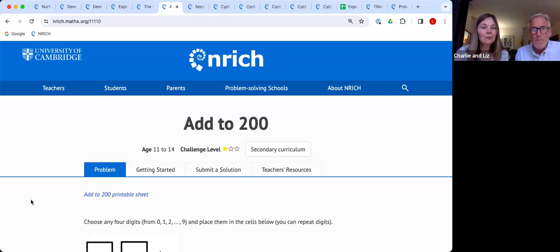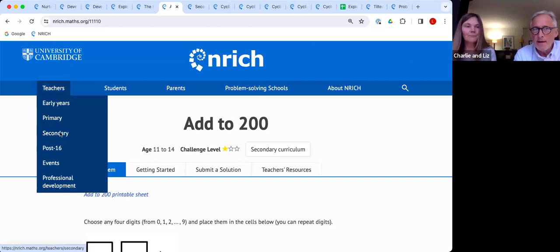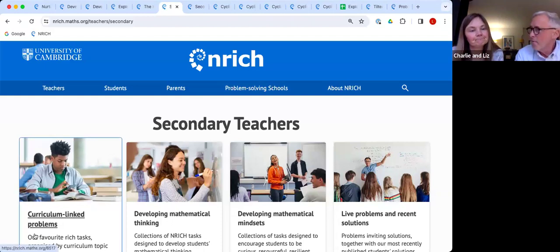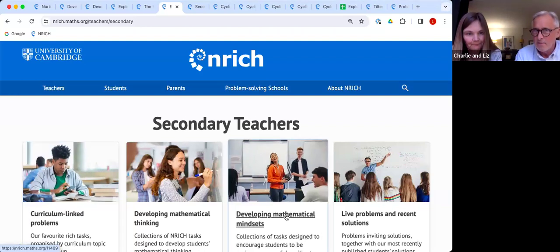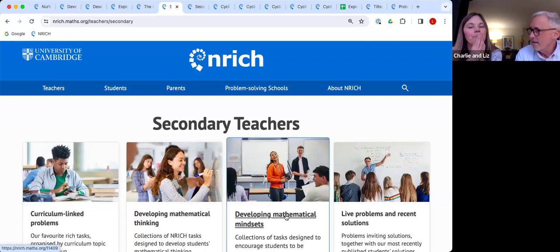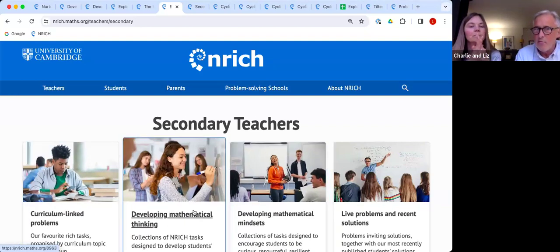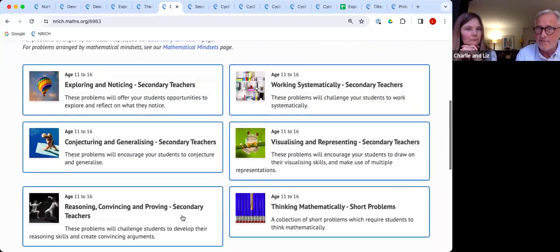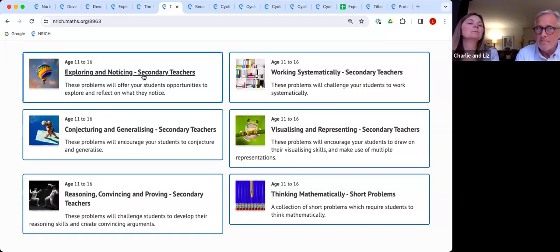No, I think we're going to go back to the secondary teacher's page. That's right. Like Liz said, problems tagged by curriculum topic can be found here. Problems tagged by mathematical mindset can be found here. We're going to focus for these five webinars on the five elements of mathematical thinking that we've identified, and today we're focusing on exploring and noticing.